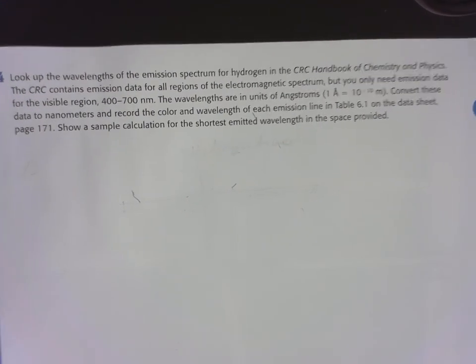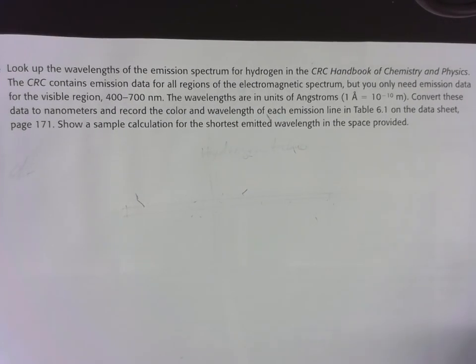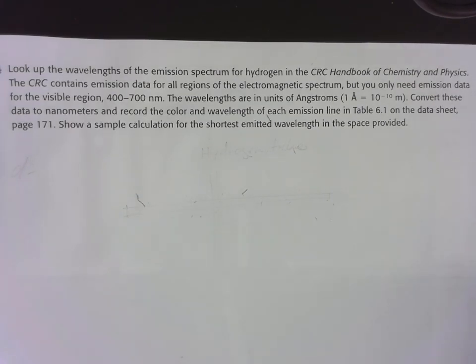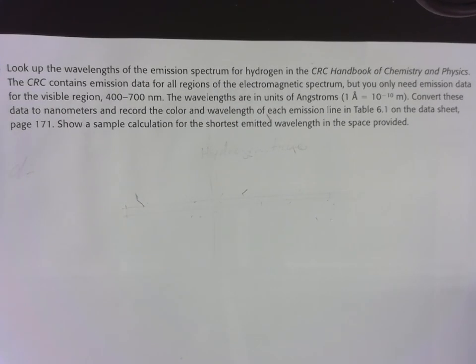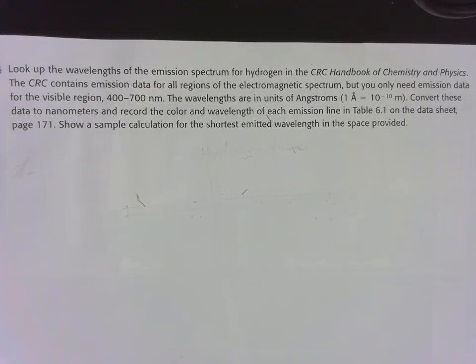It says to look up the wavelengths of the emission spectrum for hydrogen in the CRC Handbook of Chemistry and Physics. The CRC contains emission data for all regions of the electromagnetic spectrum, but you need only emission data for the visible region, 400 to 700 nanometers. That's what our eye can detect. There is lots of electromagnetic spectrum, such as the X-ray and the infrared, that are outside what our eyes can detect, but our visible region is 400 to 700 nanometers. So that's what we're working with in lab.